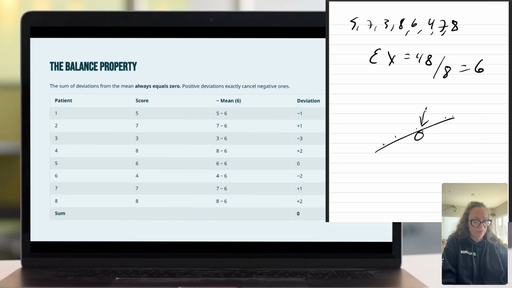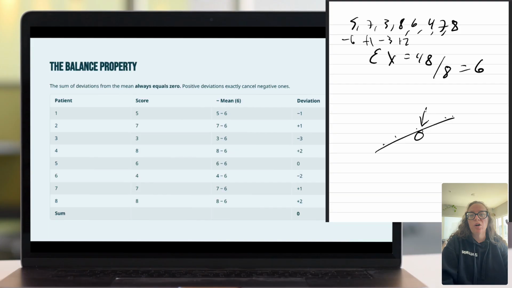So patient 1, you've got 5 minus 6. That's -1. Patient 2, 7 minus 6, that leaves you with +1. Patient 3, 3 minus 6 is -3. Patient 4, 8 minus the average of 6 is a deviation of +2. 6 minus 6, there's no deviation at all, so that's 0. 4 minus 6, that's -2. 7 minus 6 is a deviation of +1 above the average. 8 minus 6 is +2 above the average.